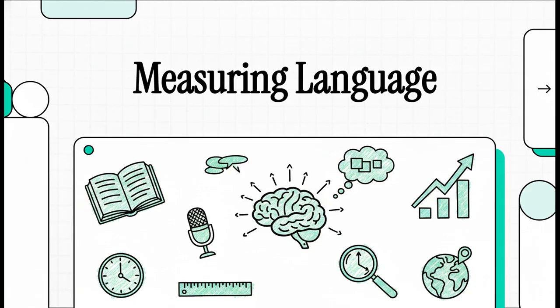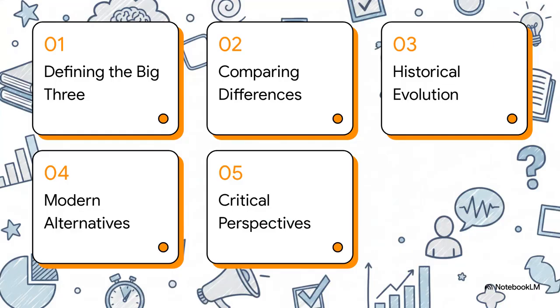We're going to break down the exact definitions, trace the history of how we got here, and take a hard look at the future of language evaluation. Let's get into it. Here's a quick look at our roadmap for today. We'll start by defining what we call the big three concepts. Then we'll compare their key differences, walk through the historical evolution of how these methods developed, check out some modern alternatives, and wrap up with some really important critical perspectives.